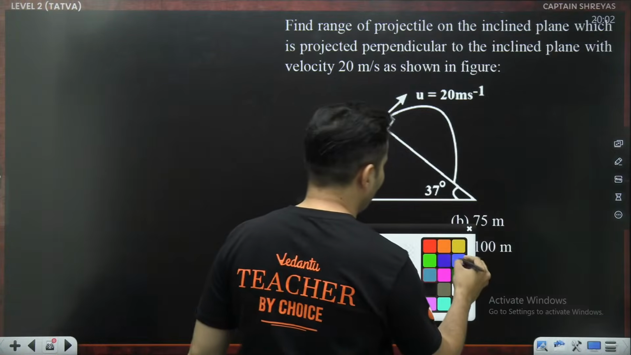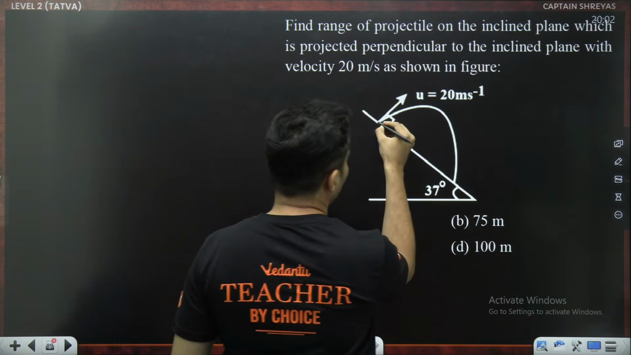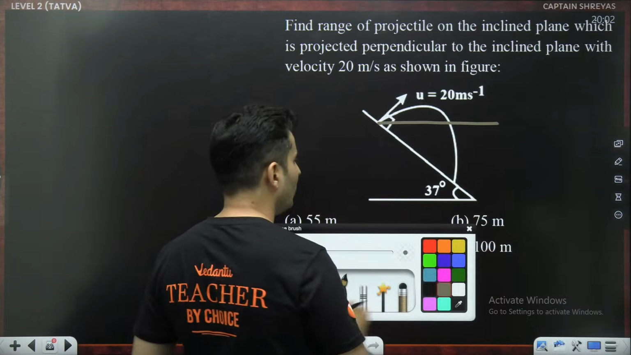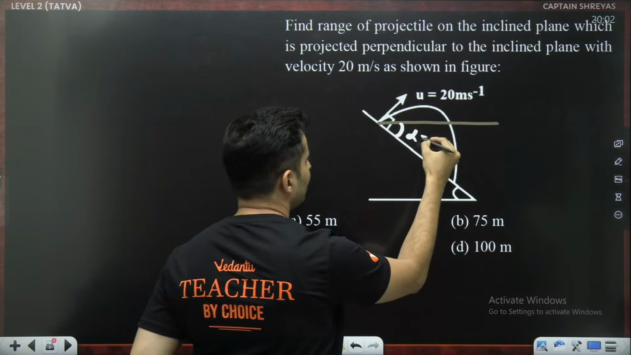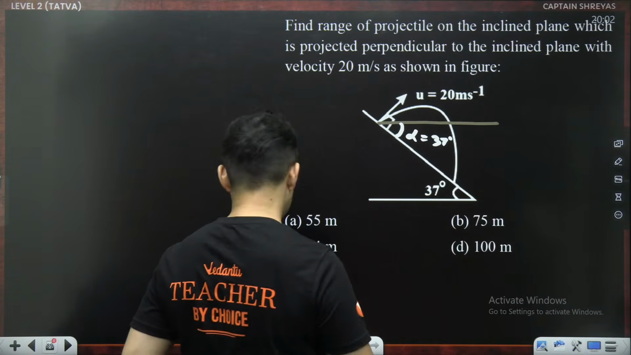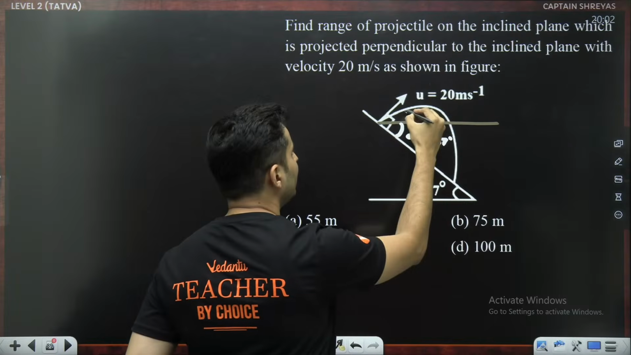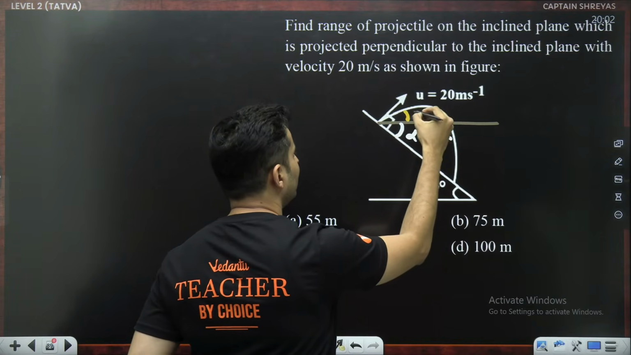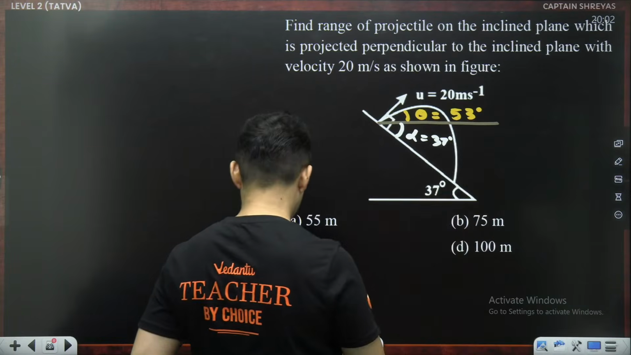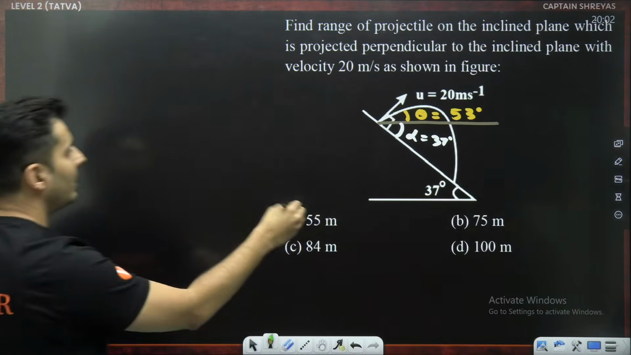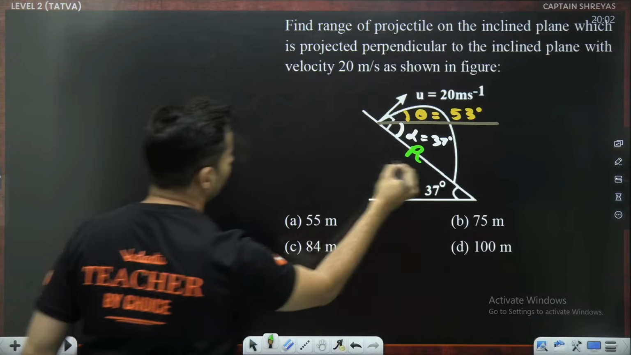So let's mark all the angles first. See, this is the horizontal line. So what is alpha? Alpha is basically this. Alpha is 37 degrees. So what is theta then? Theta is this one, 90 minus 37. So theta is basically 53 degrees. So we are going to find the range down the inclined plane.